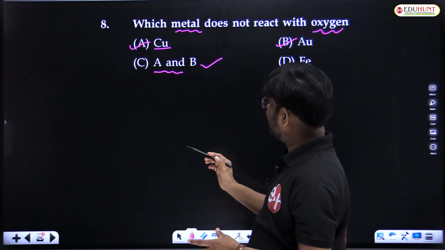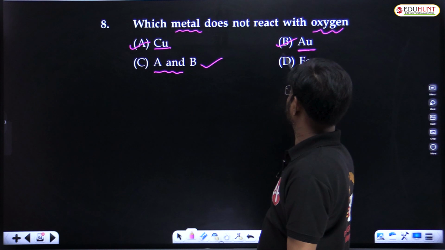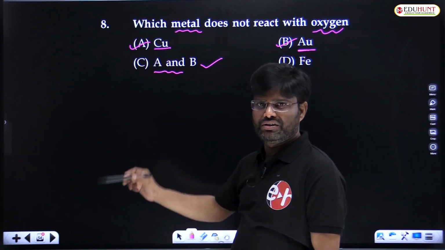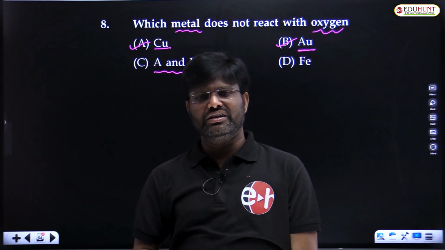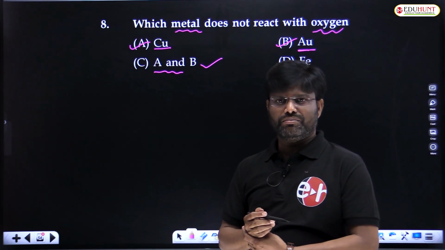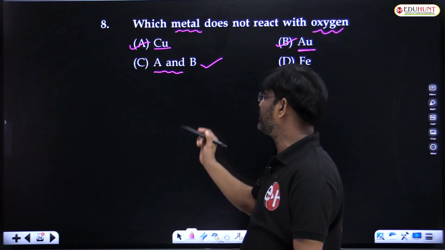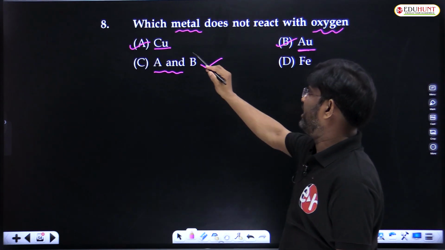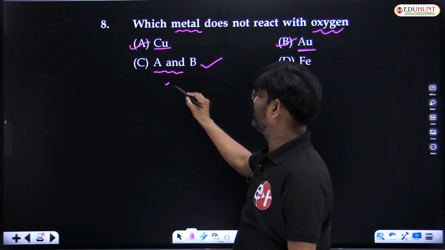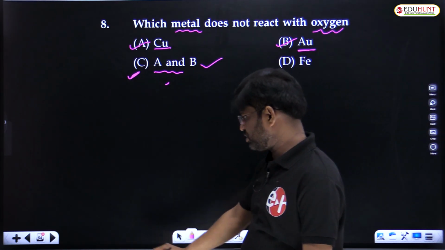If they clearly mention prolonged heating, then definitely the only answer is gold, because with prolonged heating copper reacts. Generally gold does not react with oxygen, and copper does not react even with strong heating, but prolonged heating makes it possible. So the right answer is gold and copper. Generally copper and gold are the answer. So finally we will give that answer. Okay, next, let's go to the next question.